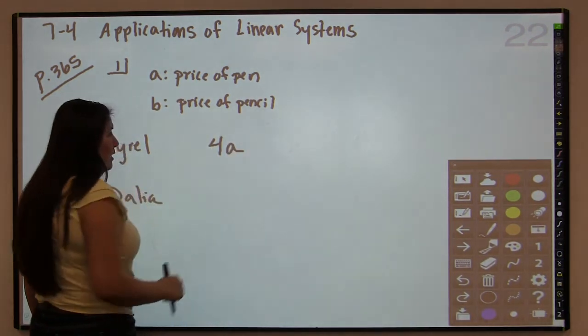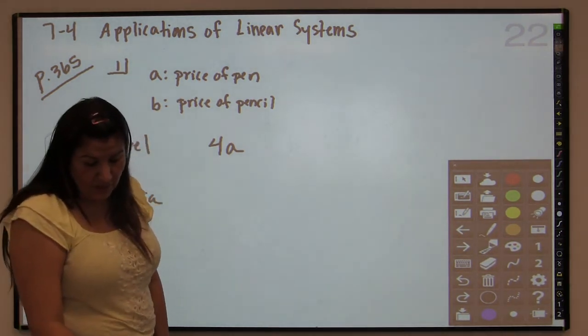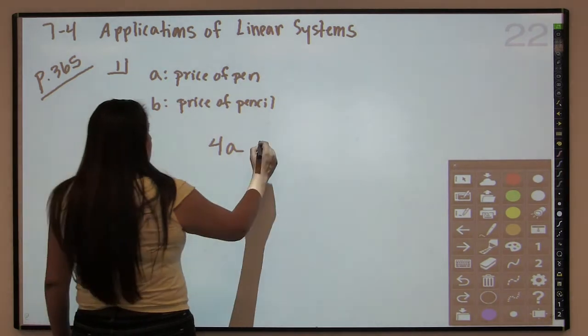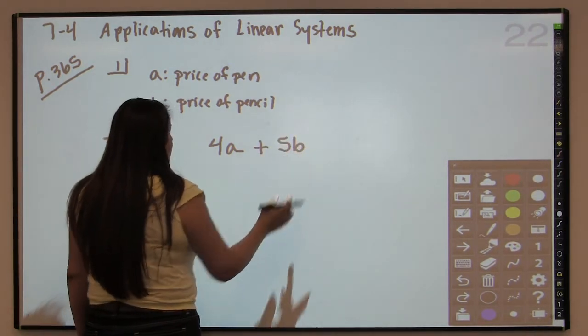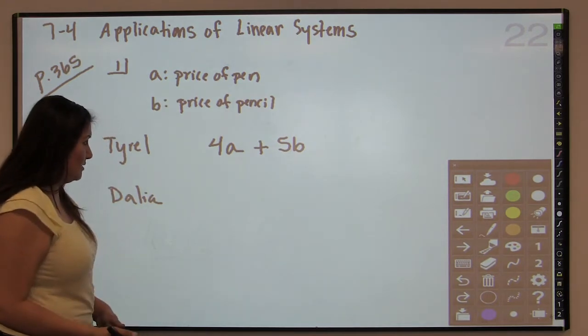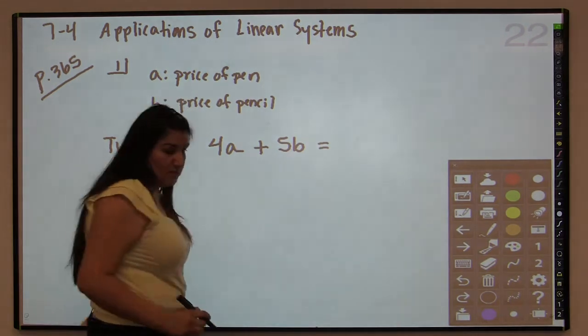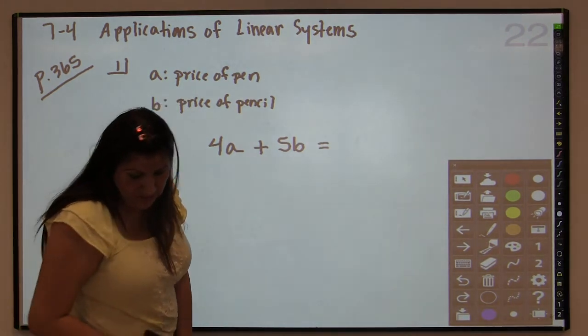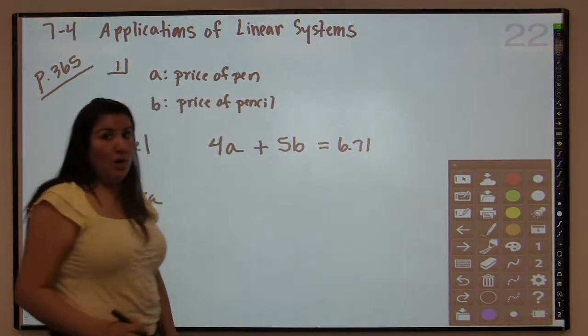So 4 times A will be the cost of his pens, and it says that he bought 5 pencils. So in addition to the pens, he bought 5 pencils, so 5 times B, because again we're multiplying the cost of the pencil times how many pencils he bought. And it tells us that combined, when he bought those pens and pencils, he paid a total of $6.71. And that's equation number 1.